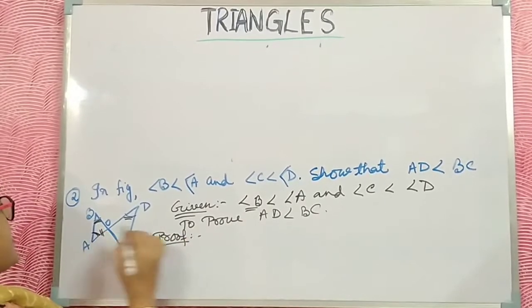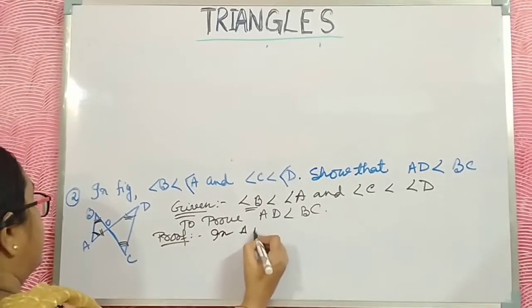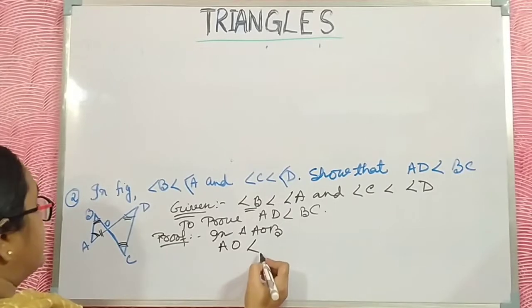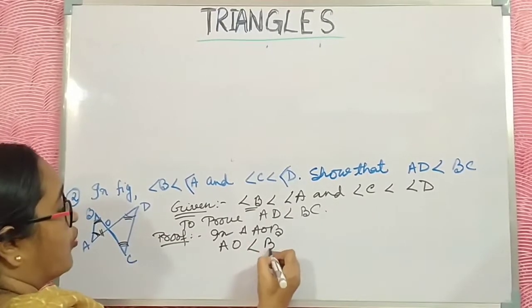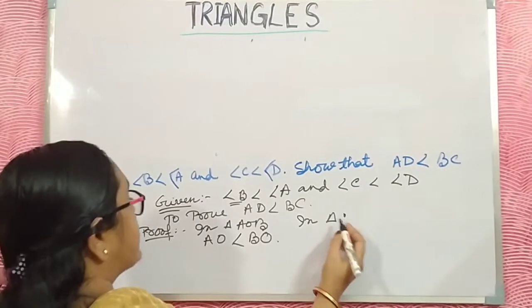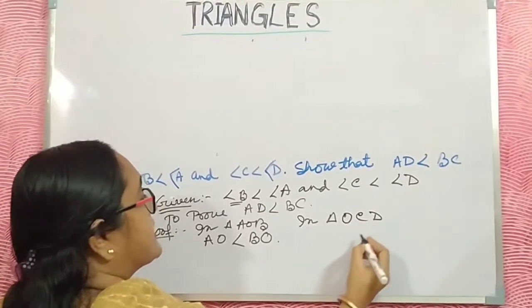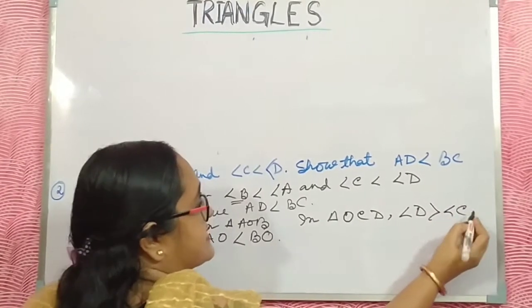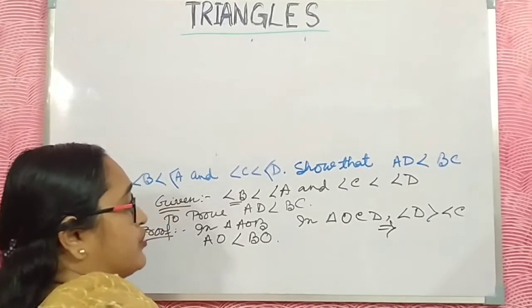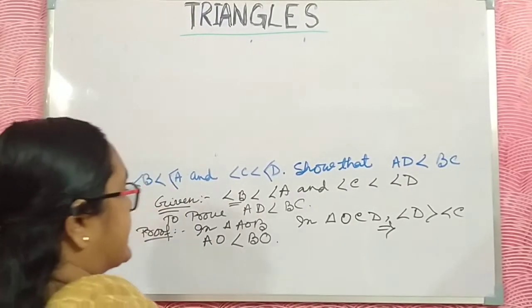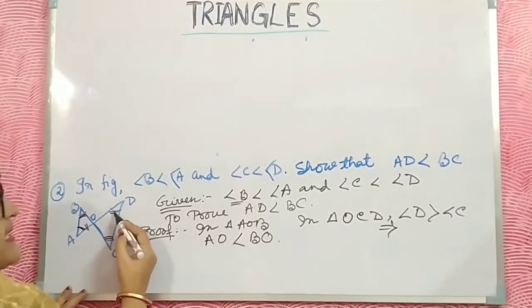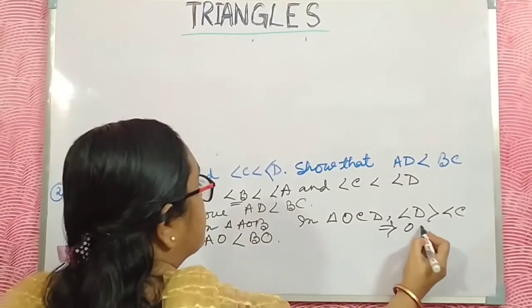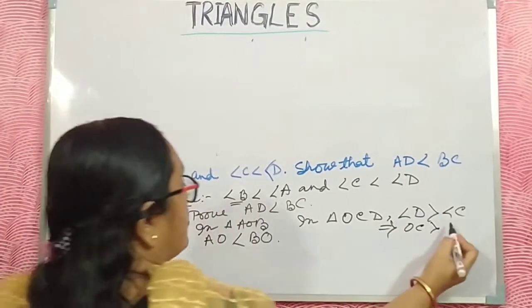The opposite sides of this triangle, in triangle AOB, the opposite side AO must be less than BO. In triangle OCD, this is the given data, angle D is greater than angle C. That implies, as all of you know, the greater angle has the greater opposite side. That means D is greater than C. That's why the opposite side OC must be greater than OD.